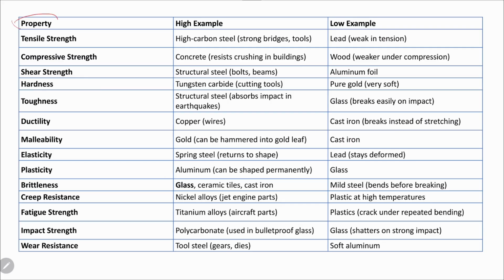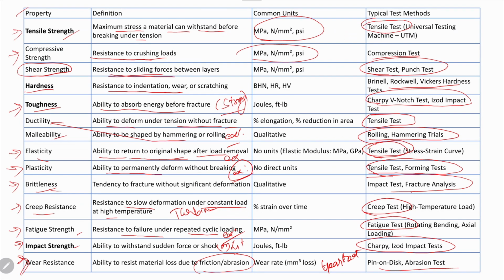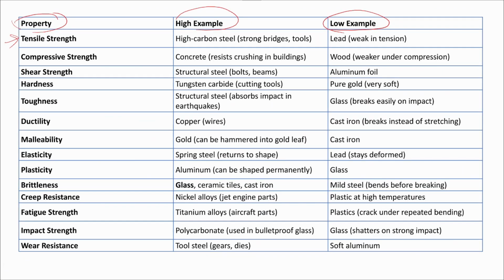The next slide: each property is mentioned here, and the high examples and low examples are also mentioned in this table. We already discussed this in the previous table. I mentioned some examples also. So you can go through this table also.